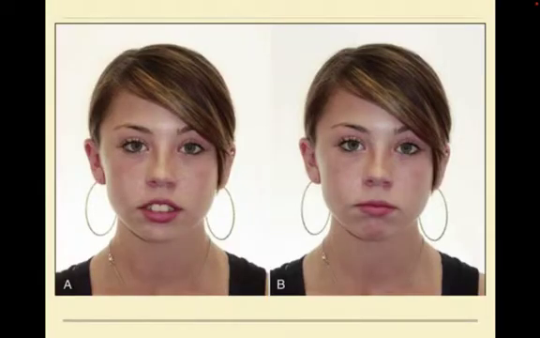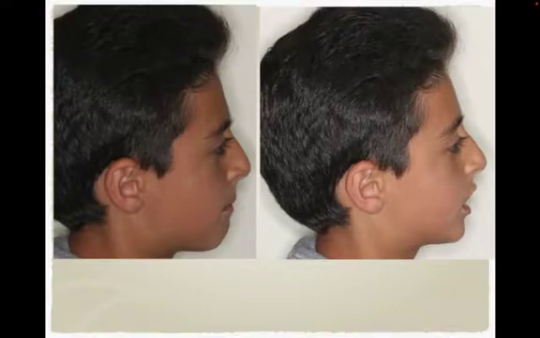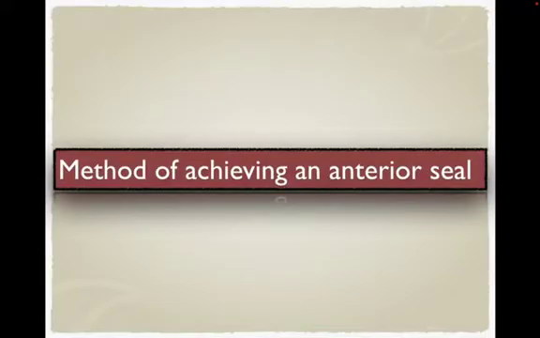As you can see in this photograph, in A the patient is relaxed. In B, as you can see, she's forcing the two lips to meet together. In this patient as well, you can see the labiomental fold on the right and on the left is completely obliterated. The patient is exerting force to bring the two lips together. So why is it important to know the lip competency?